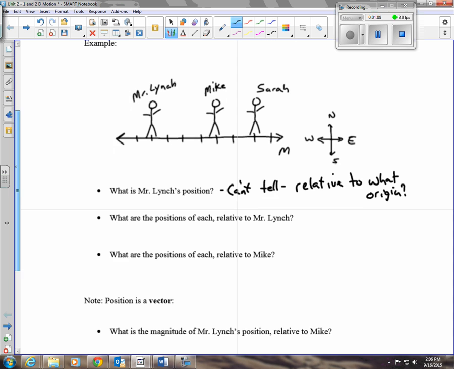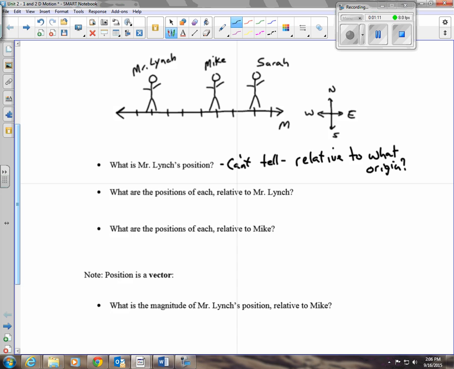Now, if I ask it this way, it makes a little more sense. Where are the positions of each of them relative to Mr. Lynch? So if I look on here, Mike is 1, 2, 3, 4 meters east. So Mike is 4 meters east. And Sarah would be 6 meters.